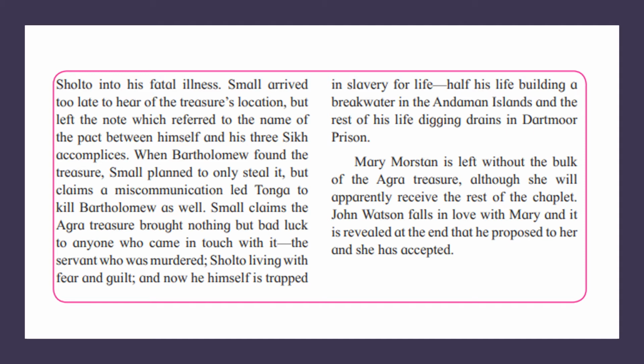When Bartholomew found the treasure, Small had only planned to steal the treasure. However, the miscommunication between Tonga and Small led to Tonga killing Bartholomew as well. Small claims that the Agra treasure brought nothing but bad luck to anyone who came in touch with it. The servant who was murdered, the Sholto living with fear and guilt, and now he himself is trapped in slavery for life.